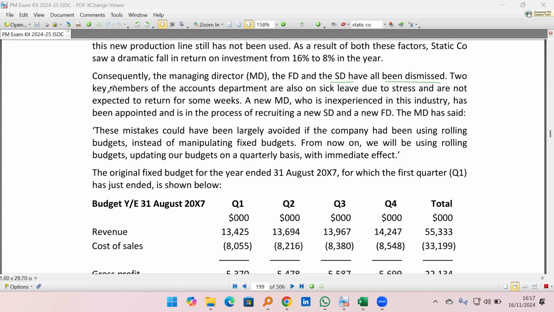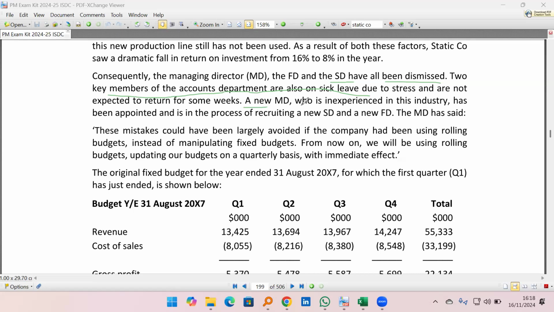They have been dismissed, and the 2 key members of the finance department are also on sick leave. So this is another problem. Remember, they said what is going to be the issue with us implementing this rolling budget. Whenever you're doing a new implementation, you need personnel there. But if they are not, you are not going to have enough staff to actually handle the transition.